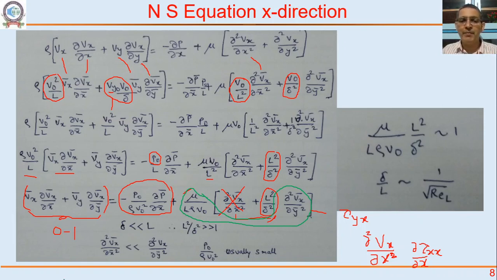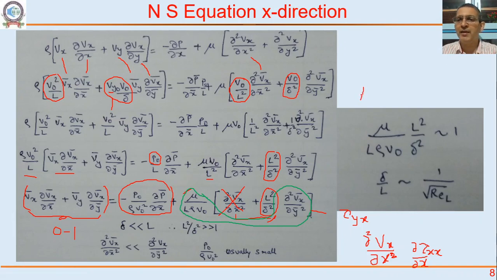If it has to be considered, and the dimensionless variable is of the order 0 to 1, that means this mu L by rho V naught L square by delta square must be of the order 1, because the left hand side is of the order 1, the right hand side must also be of the order 1. So the coefficient must also be of the order 1, which means delta by L must be of the same order as square root of 1 by REL.